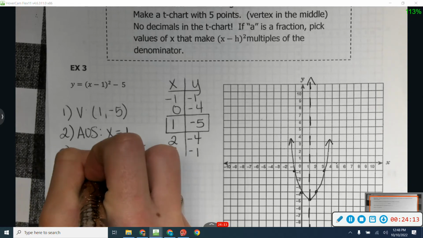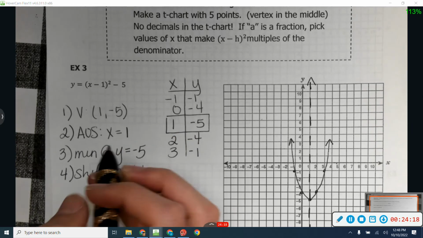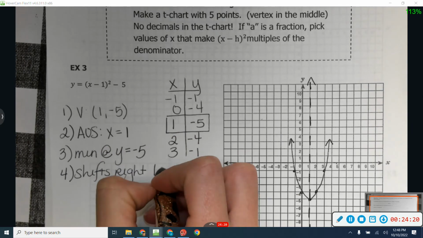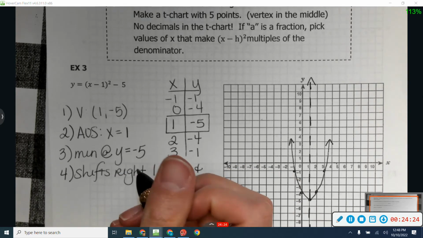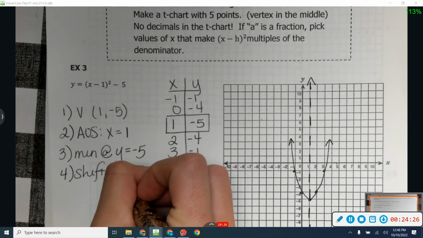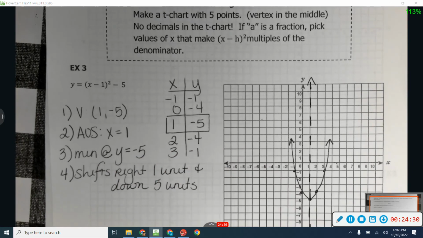You shift to the right 1 unit. And it shifts down 5 units. Very good.